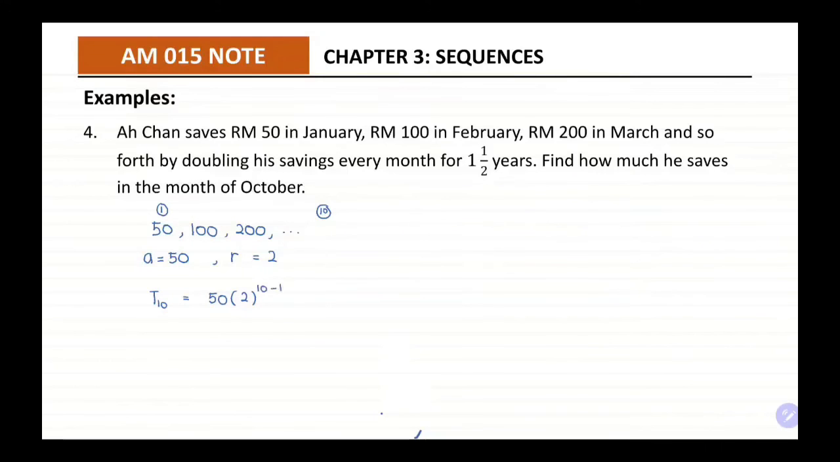So we get the answer RM 25,600. So we can conclude he saved RM 25,600 in the month of October.